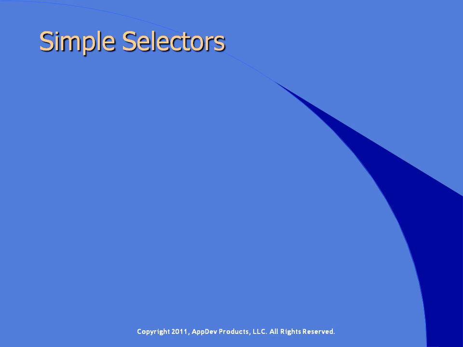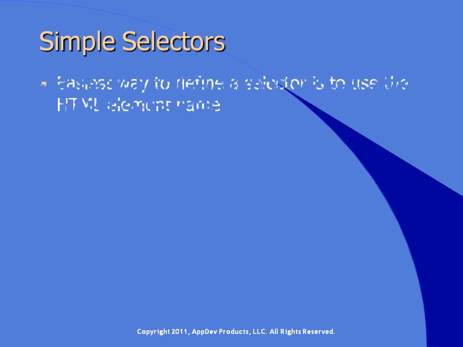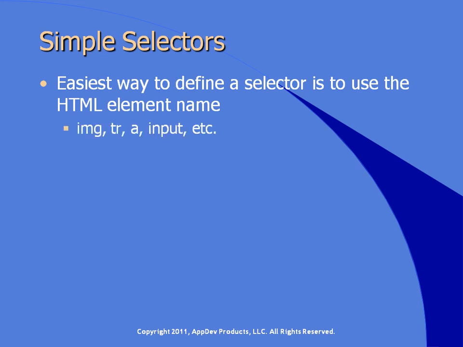The easiest way of using selectors is to define a selector to simply use the HTML element name. Examples would be an image tag, a row, an anchor tag, input, etc. This is just the HTML tag name. And the effect of using that element name is to select all of the elements of that type on the page. So that sounds a little bit simplistic, but let's take a look at how you can put that to good use.